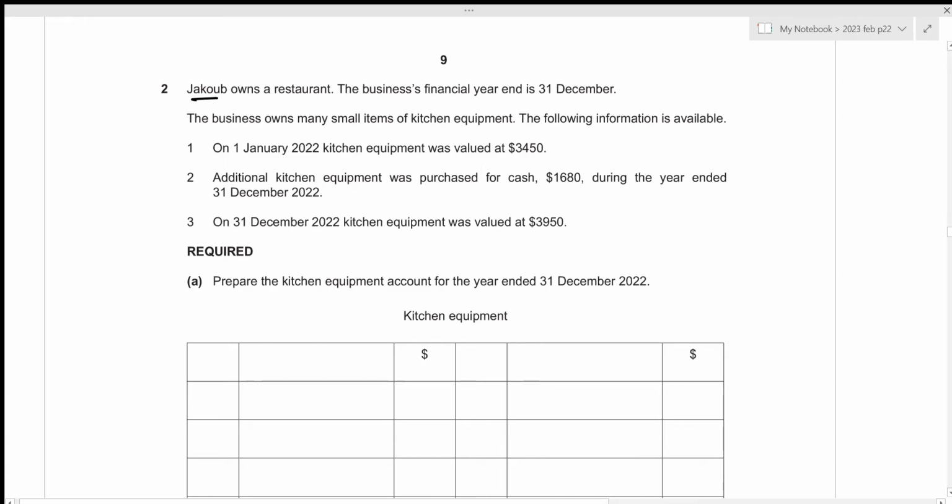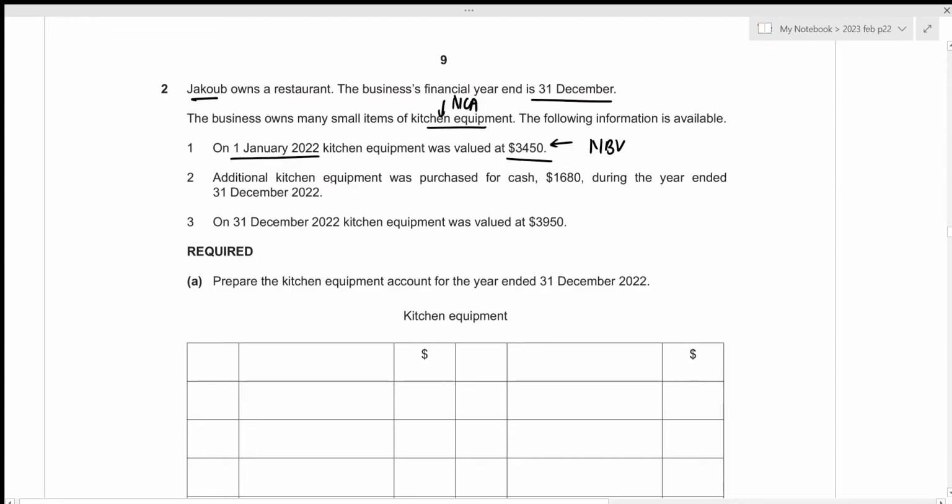Jacob owns a restaurant and the business's financial year end is 31st December. The business owns many small items of kitchen equipment and the following information is available. So in this case, the kitchen equipment will act as our non-current assets. Now, on 1st January 2022, kitchen equipment was valued at 3,450. So this is our opening net book value.